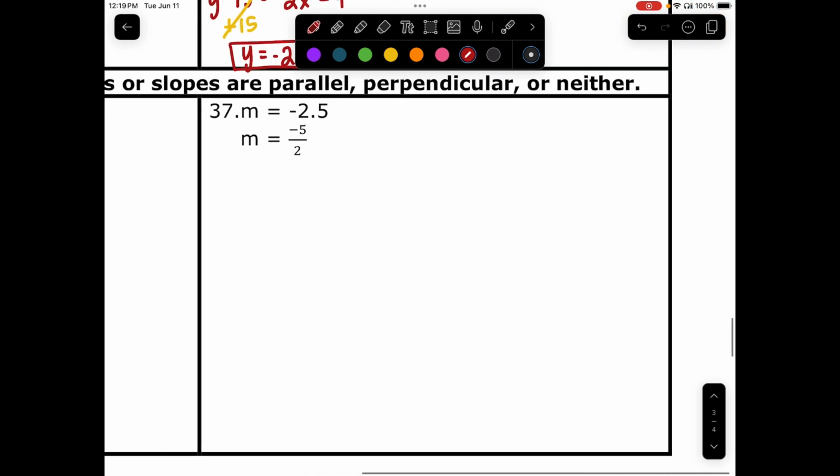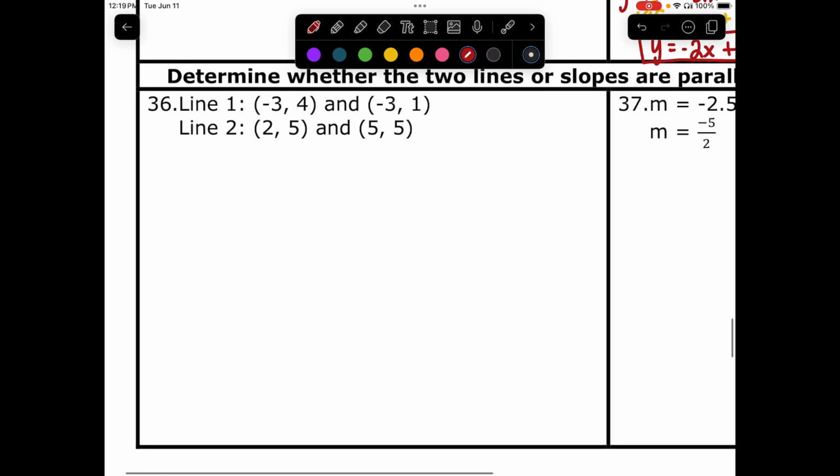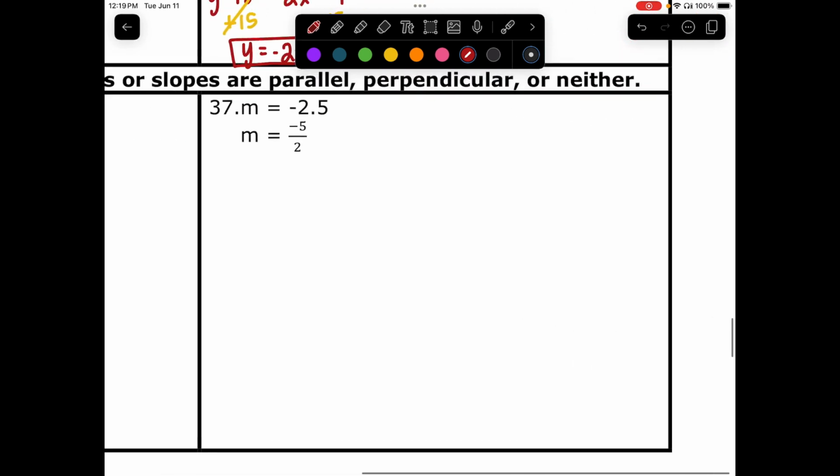All right, number 37. To determine if two lines or slopes are parallel, perpendicular, or neither, what you're going to have to do is, well, this one's pretty easy. We already got the slope. For number 36, you're going to have to figure out the slope for both of these. And then once you figure that out, you do what we're going to do here. So I see that one's a decimal, one's a fraction. Let's change them both to fraction form.